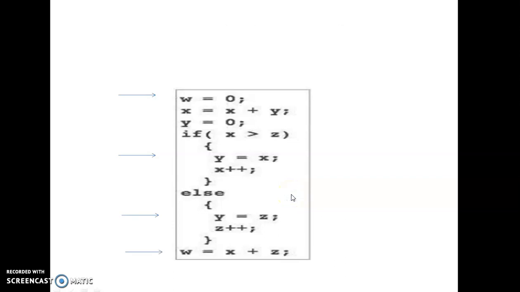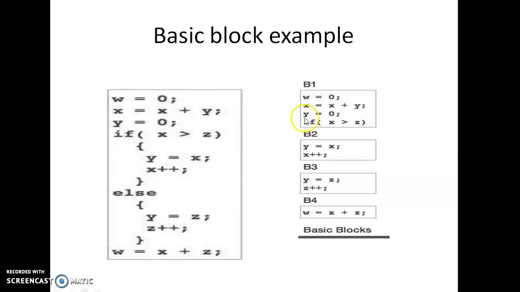So now four basic blocks have been identified. B1, which will be from w equals 0 till the if condition. Then there is a second basic block which will be executed when this if x greater than z condition is satisfied. The third basic block will be executed when this given condition is not satisfied, and the fourth basic block will be executed every time after the execution of this conditional statement. So this was about the basic block.